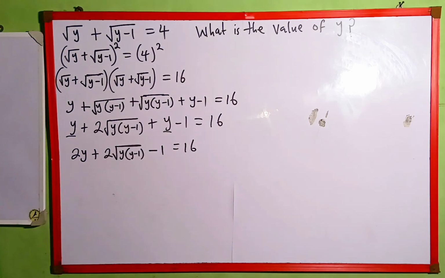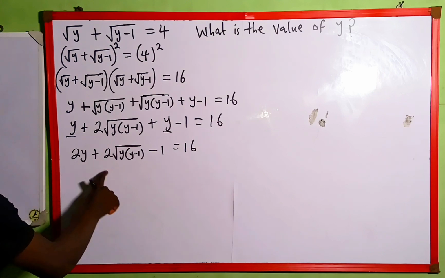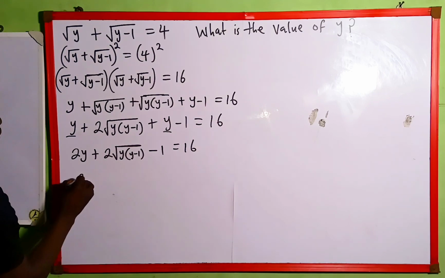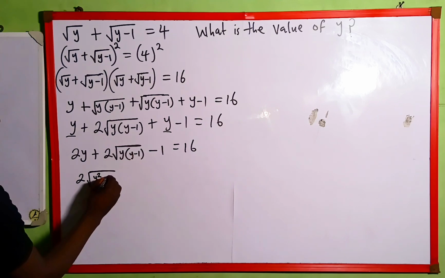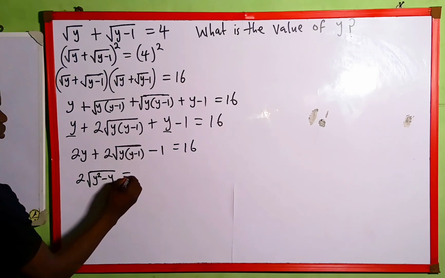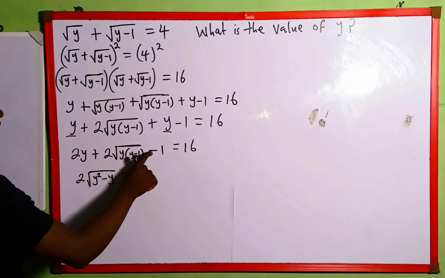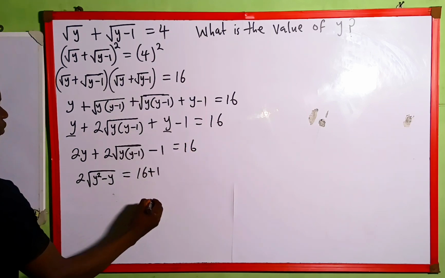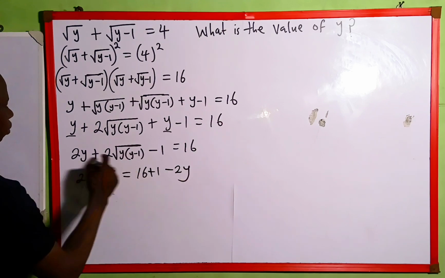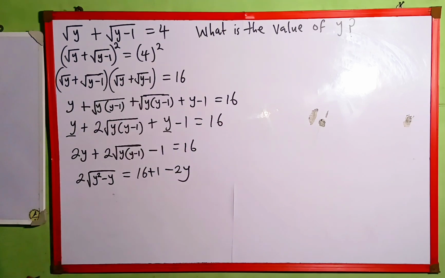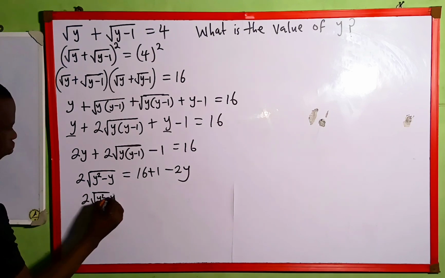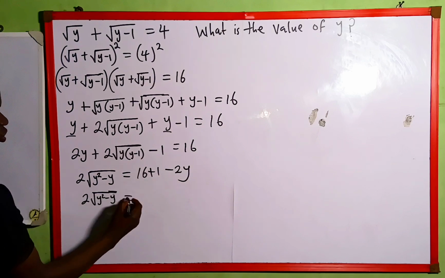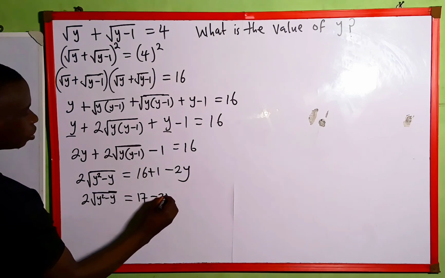So now we can take all the terms without radical to the right hand side. So we are going to have 2 square root of, let's expand this inside the radical. y multiplied by y is going to give us y squared. Then y multiplied by negative 1 is negative y, which is going to be equal to 16. When this negative 1 crosses to the other side it becomes positive 1, then minus 2y, because when you take this to the other side it becomes negative 2y. So the next step, we're going to have 2 square root of y squared minus y, which is equal to 16 plus 1, giving us 17, then minus 2y.